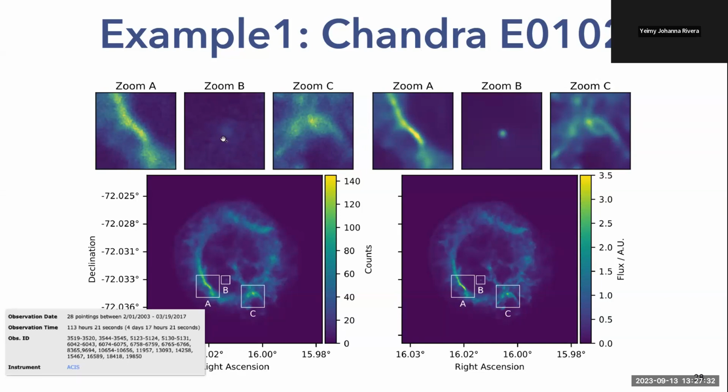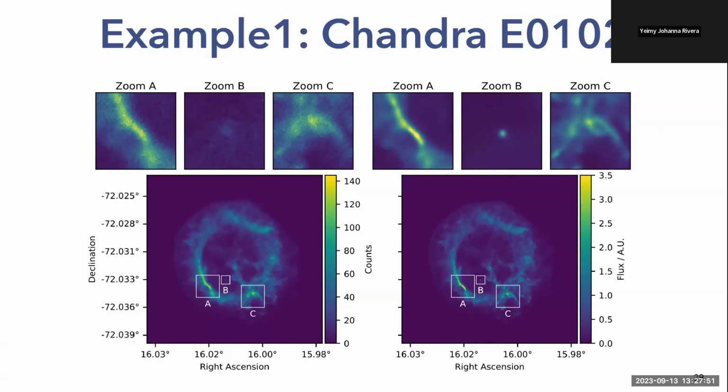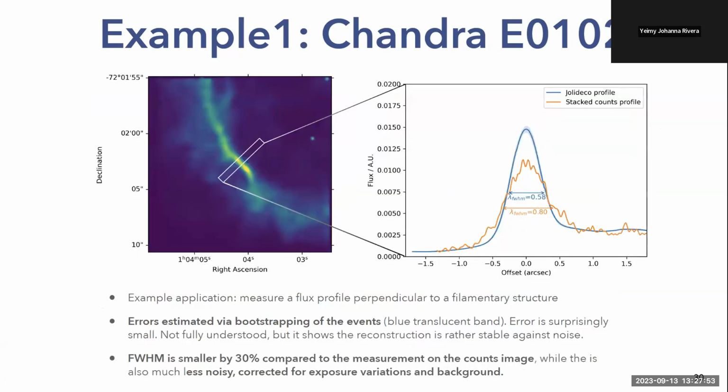So here it's very weak. The color scales are actually the same for these images. So this is very weak here, and here the point source really comes out, and the signal-to-noise ratio is really improved. Or here you can really see much more details in the morphology of this region shown in zoom C.